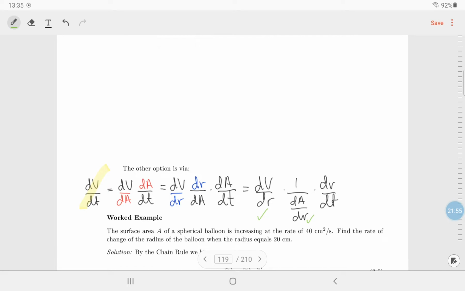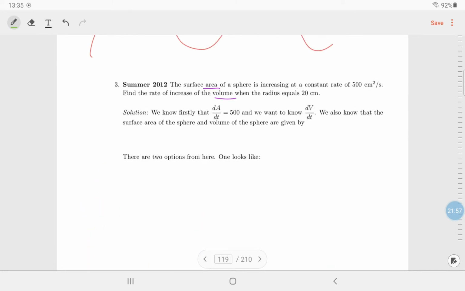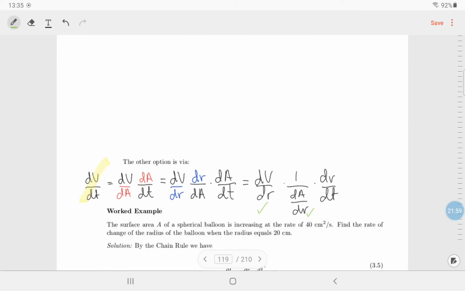Now I'm stuck. No, I'm not stuck. I'm just an idiot. Sorry. This one in the end is dA/dt, and that is given in the question. My bad. So although very complicated, and in fairness, what we're going to do is also going to be complicated, that's probably the easiest way of doing it.